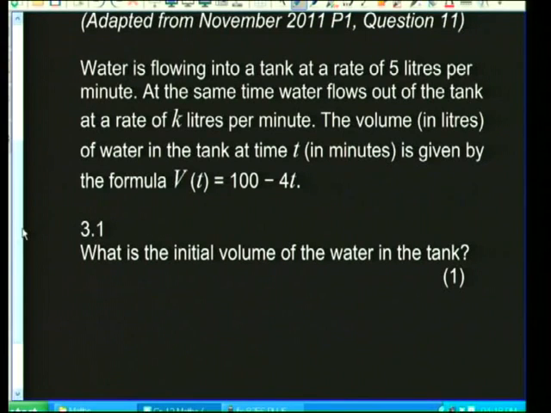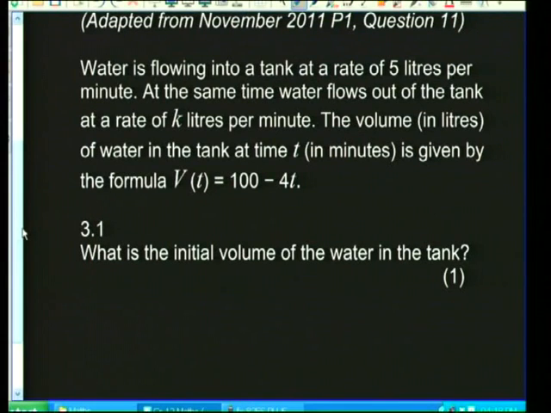They've said that water is flowing into a tank at a rate of 5 liters per minute. At the same time, water flows out of the tank at a rate of k liters per minute. The volume in liters of water in the tank at time t minutes is given by the formula V(t) is equal to 100 minus 4t. That formula represents how much water is in the tank at a particular time in minutes.